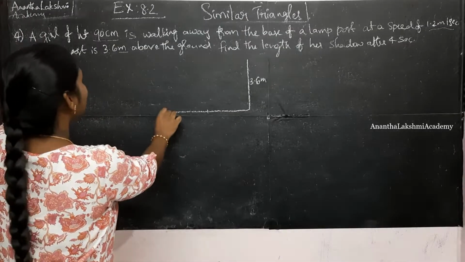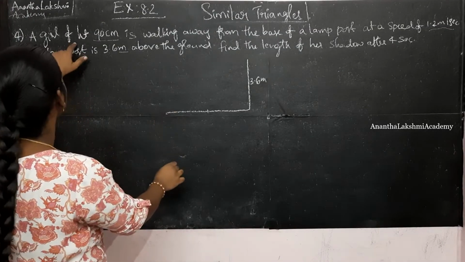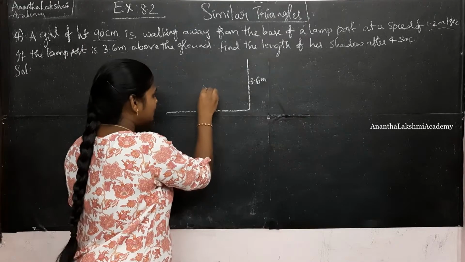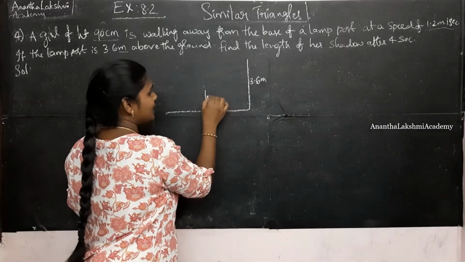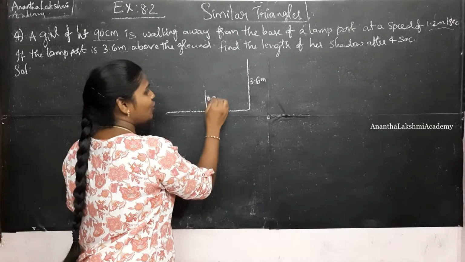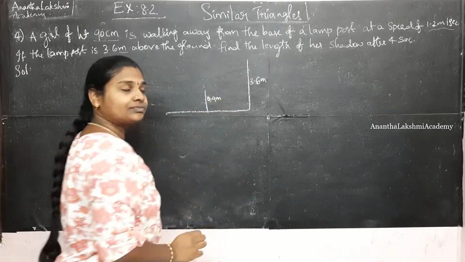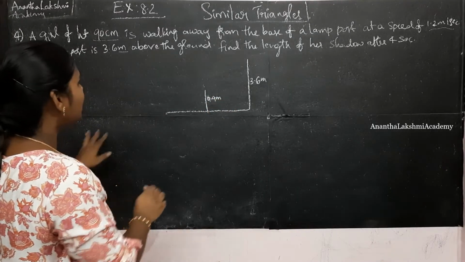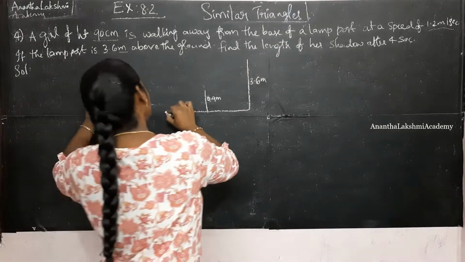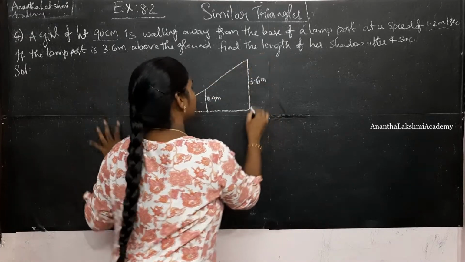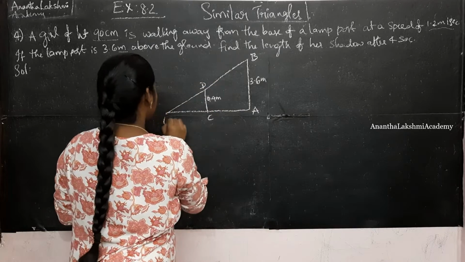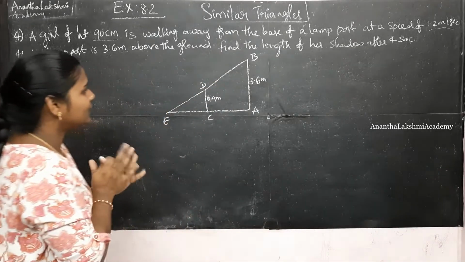Now what are they asking us to figure out? They said the girl is of height 90 centimeters. Let me convert this into meters, which is 0.9 meters. Now we are to figure out this distance. This distance is nothing but the length of her shadow. So let me join this A, B, C, D and E.